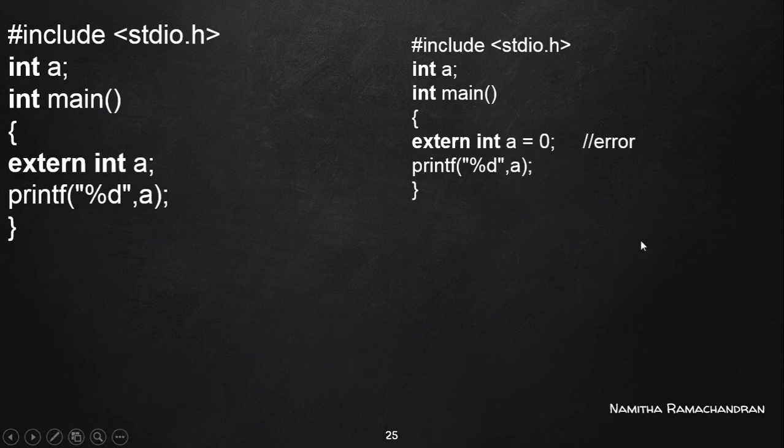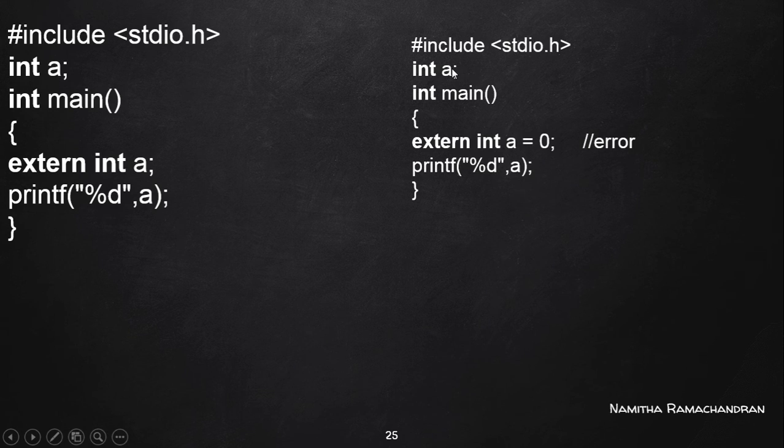Consider this example, int a, and inside, extern int a equal to 0. This particular statement indicates an error situation, because from our previous statement it is clear that we can't initialize an extern type variable inside any function body. We can initialize here, int a equal to 0, but this is the wrong syntax. We can't initialize the extern type variable with a value inside any function body. This is an error statement.